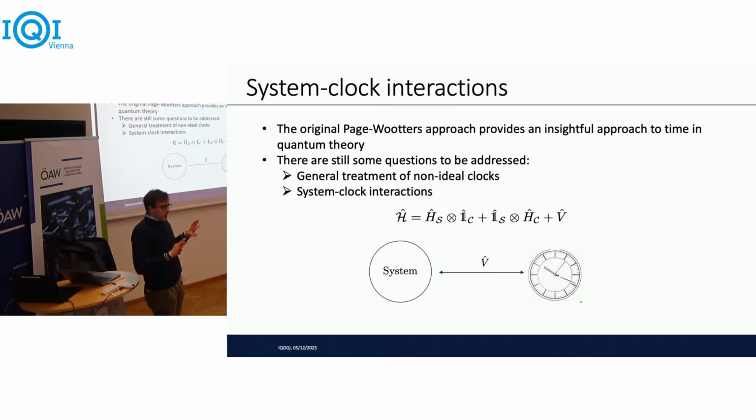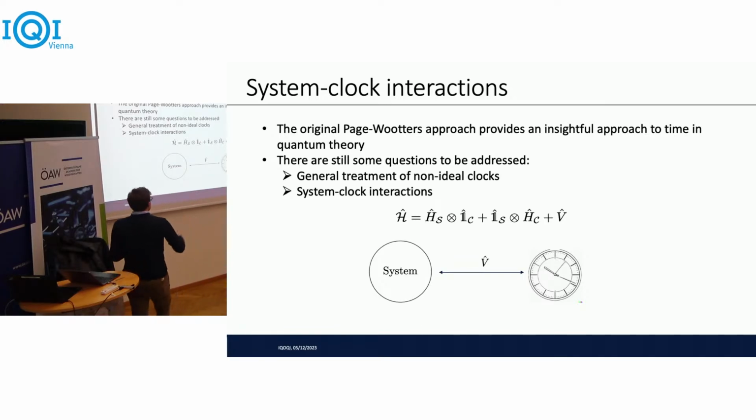There are still many doubts, and I'm just going to mention two. One is that we are assuming that the clock is ideal, and that's a very high idealization, and there are people working on how to go beyond this approximation. Another thing is that, in general, a realistic model should take into account interactions between the system and the clock, because in general we can have interactions between system and clock, which are not considered in the original Page-Wootters approach.